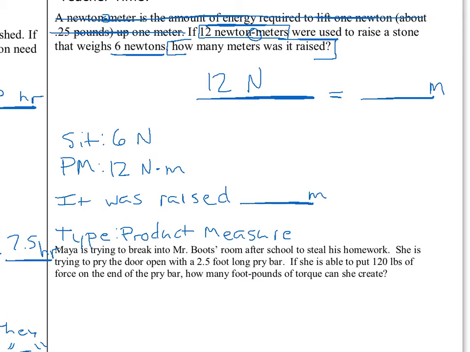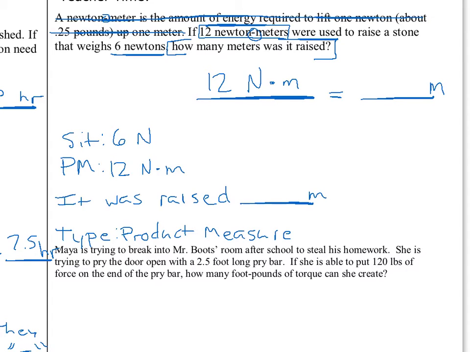Yep, 12 newton-meters. So that gets our meters on top, but we recognize that we've got these extra newtons, these extra units on top, so I need to find a way to cancel them out. We're very fortunate here. We do have newtons in our situation, so I just need to figure out where I need to put it to make sure that it cancels out.